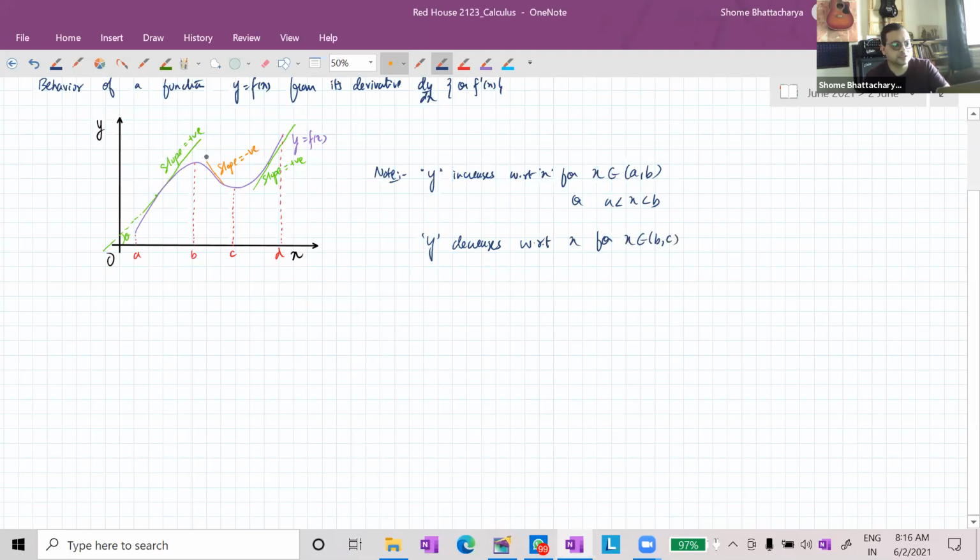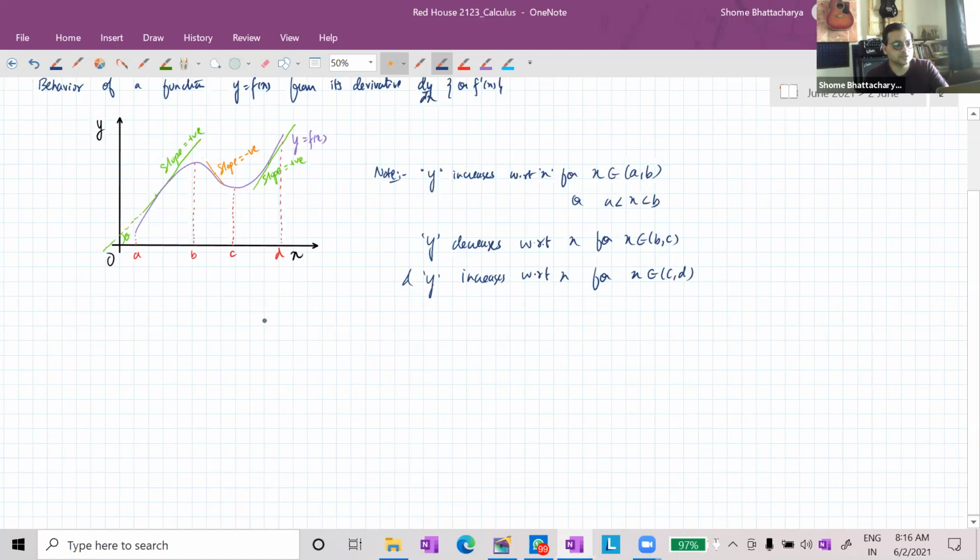Because the graph of the function is showing you that as we increase x, the value of y is dropping. And then again, y increases with respect to x for x belonging to the final interval c to d. So this is just, for example, suppose the graph of the function is like this, then this is the information we are getting from the graph.